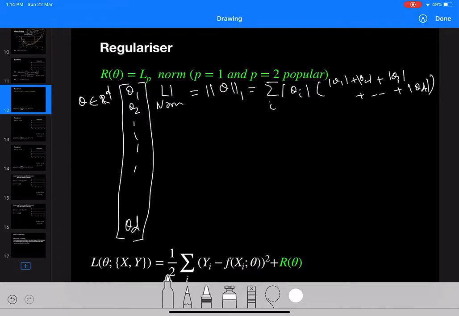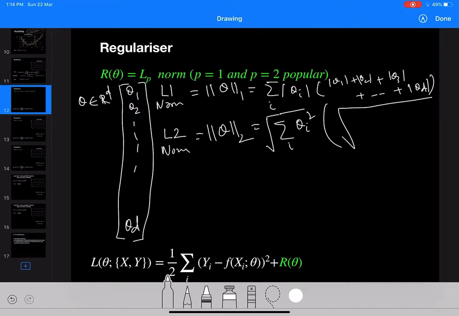Now similarly, L2 norm you can define as this. So what it is basically is the square root of sum over all i of theta i squared, right? And then what it basically is will be the square root of theta 1 squared plus theta 2 squared plus theta 3 squared up to theta d squared, right?